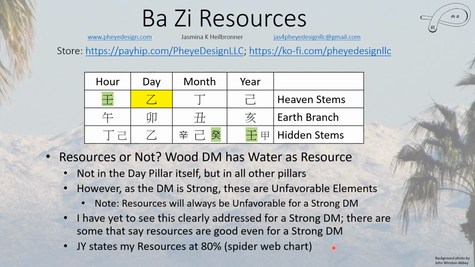Now, Joey Yap states that my resources are at 80%, and this comes from that spiderweb looking chart. This is 20% above the high level of an average range. So this is significant. That is, this says I learn fast, and most people who know me would agree with that. So it doesn't seem that these elements have done me any harm, even though they're not supposed to be my favorable elements. So this is why I really question this.